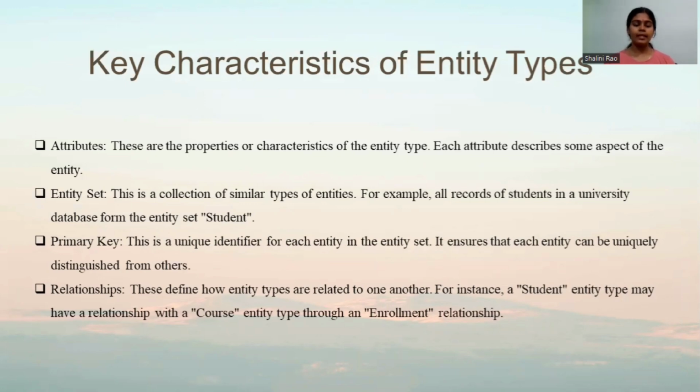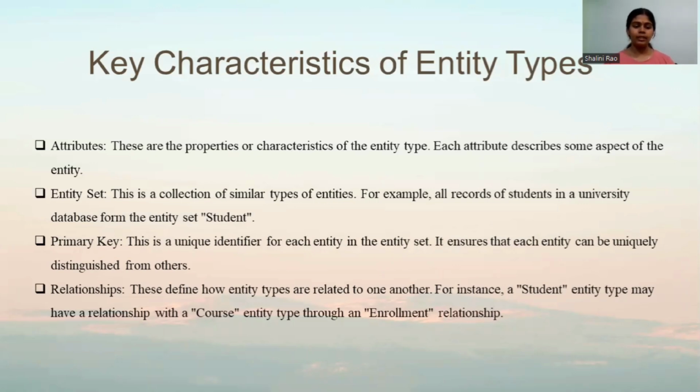Now we have key characteristics of entity types. Attributes. These are the properties or characteristics of the entity type. Each attribute describes some aspects of the entity. Entity set. This is a collection of similar types of entities. For example, all records of students in a university database form the entity set student.